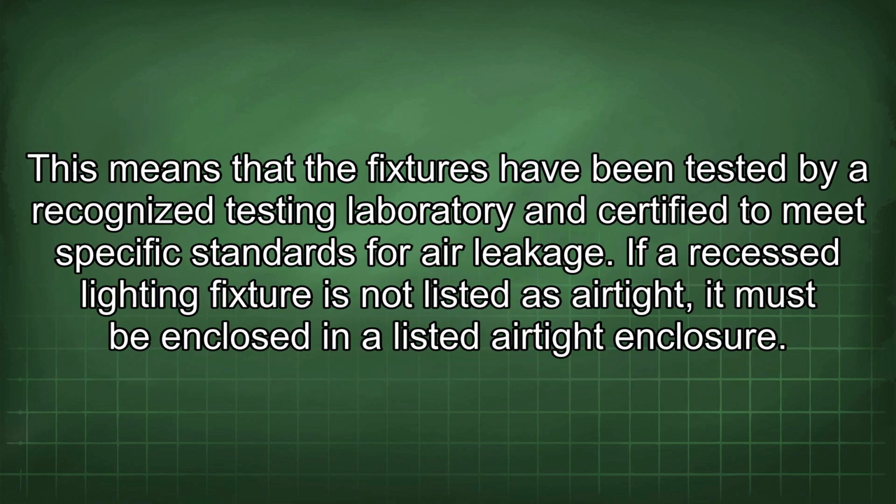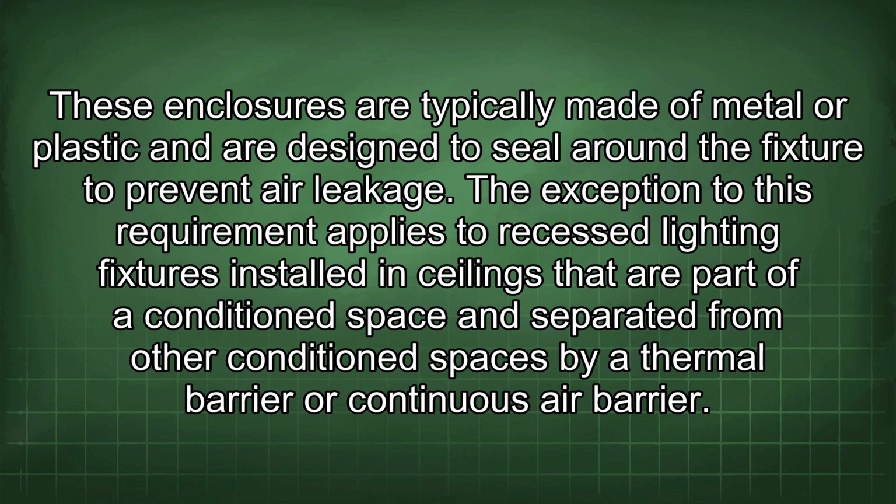This means that the fixtures have been tested by a recognized testing laboratory and certified to meet specific standards for air leakage. If a recessed lighting fixture is not listed as airtight, it must be enclosed in a listed airtight enclosure. These enclosures are typically made of metal or plastic and are designed to seal around the fixture to prevent air leakage. The exception to this requirement applies to recessed lighting fixtures installed in ceilings that are part of a conditioned space and separated from other conditioned spaces by a thermal barrier or continuous air barrier.